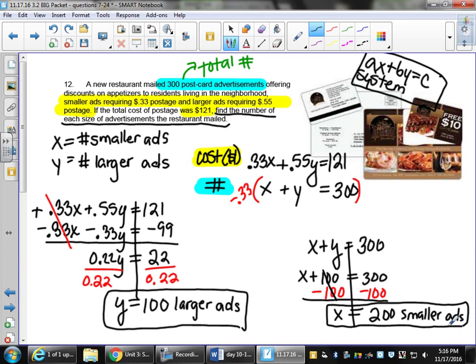And we're done. If I was asked for a complete sentence, I would simply say the restaurant mailed 100 larger ads and 200 smaller ads, and I'd be good. That counts as a sentence.